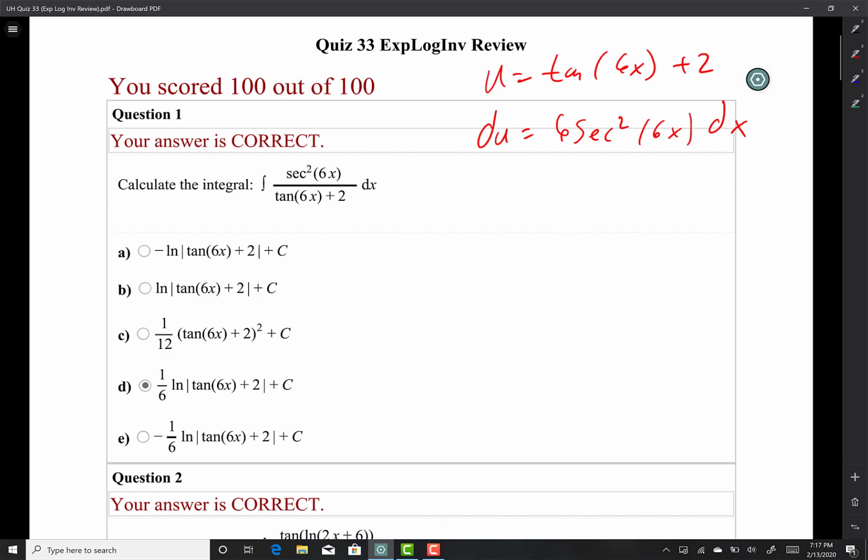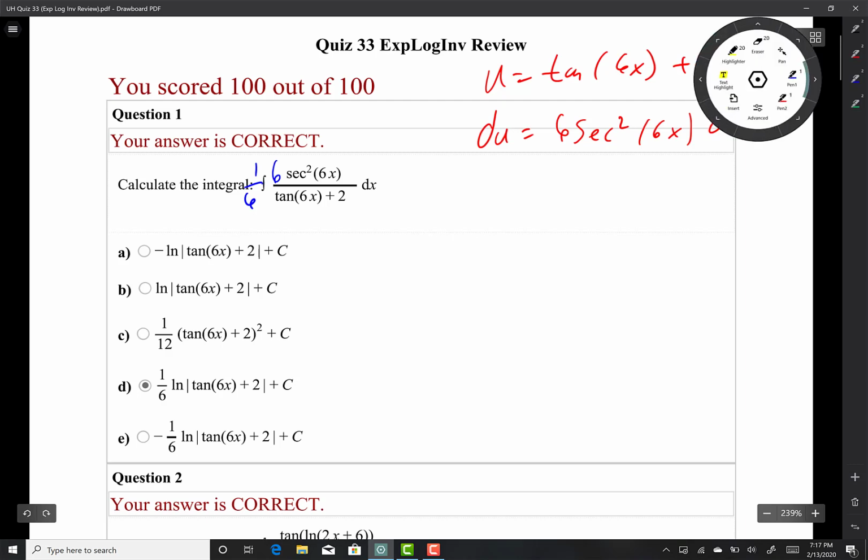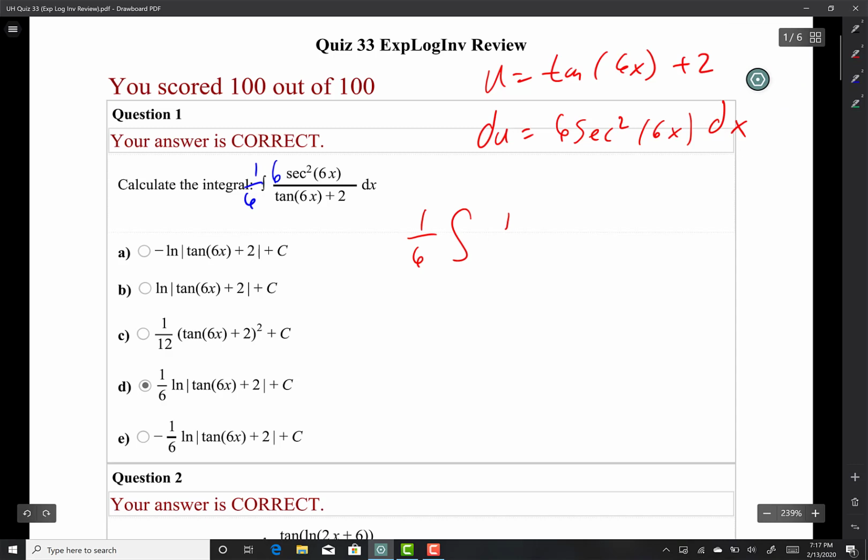So what am I missing? Let's see, it's missing a 6 here. And if I put a 6 there, I got to put a 1/6 to balance. So there we go. So 1/6 integral 1 over u du. Antiderivative of that is ln absolute value of u plus c. Plug back in what u is.